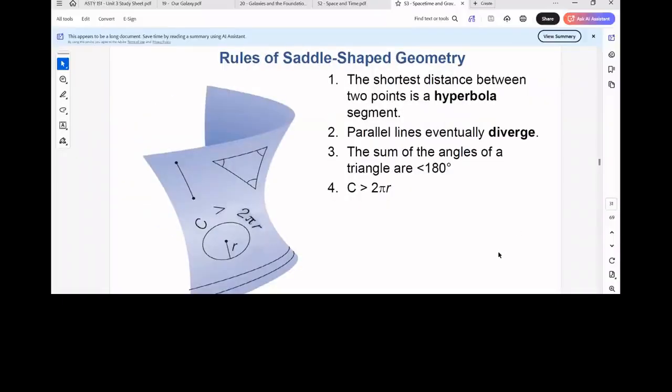And then for the saddle-shaped geometry, each one of those rules now reverses. The shortest distance between 2 points is not just a straight line. It's also not part of a great circle. It is part of a hyperbola. Parallel lines will eventually diverge. So they'll get further and further away from each other the further they get from their source. If you draw a triangle on a saddle-shaped geometry, the sum of those interior angles would be slightly under 180 degrees. And if you drew a circle on a saddle-shaped geometry, its circumference would be slightly more than 2 pi r.